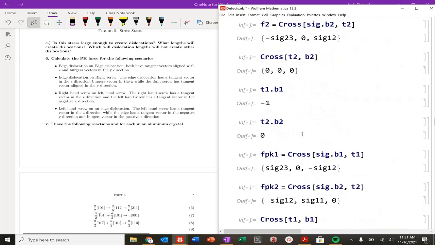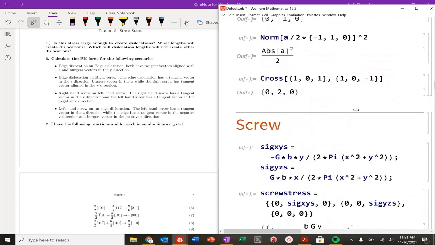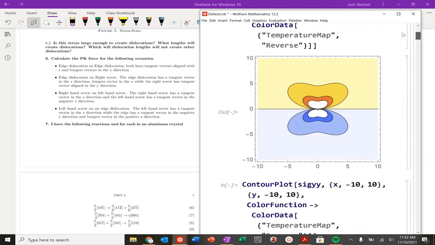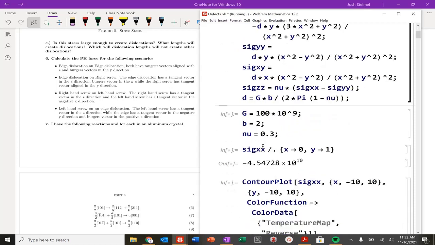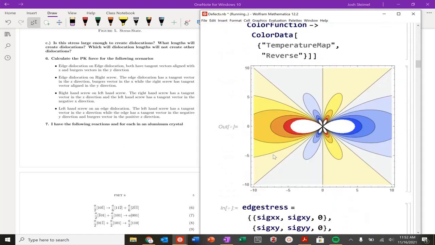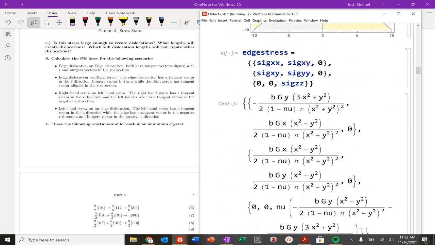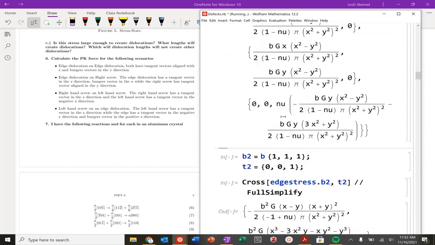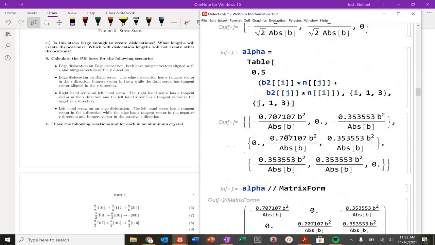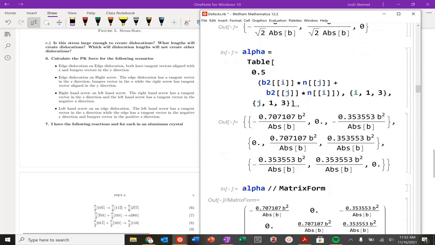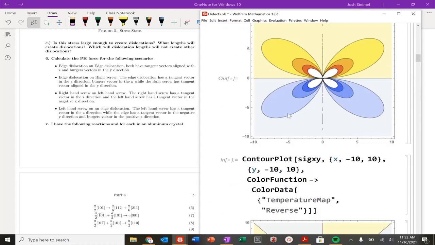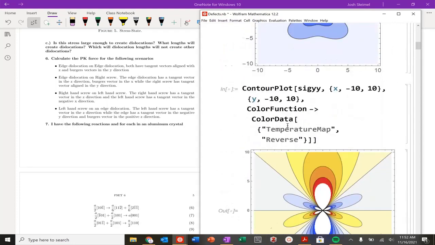Because we're looking at the forces of defects on one another, I'm going to call this sig xx. Let's define that here. And let's define essentially this is my edge stress. So my edge stress state is going to be that value here. I'm going to do the same thing for my screw stress state. So there we go. All right, so we're going to calculate our Peach-Koehler forces.